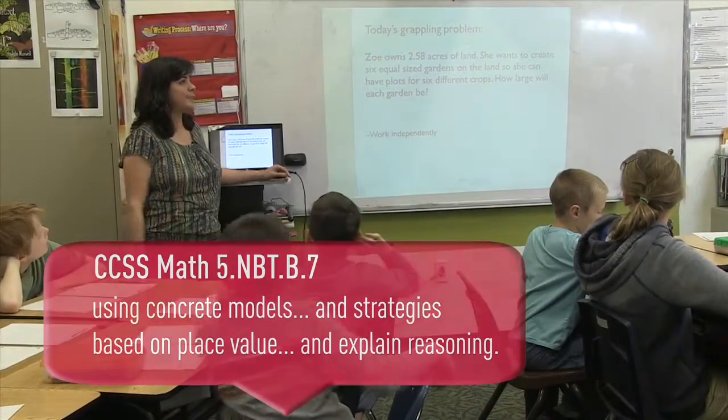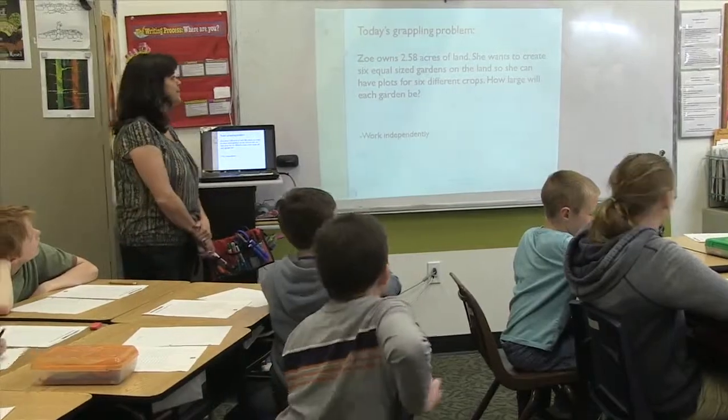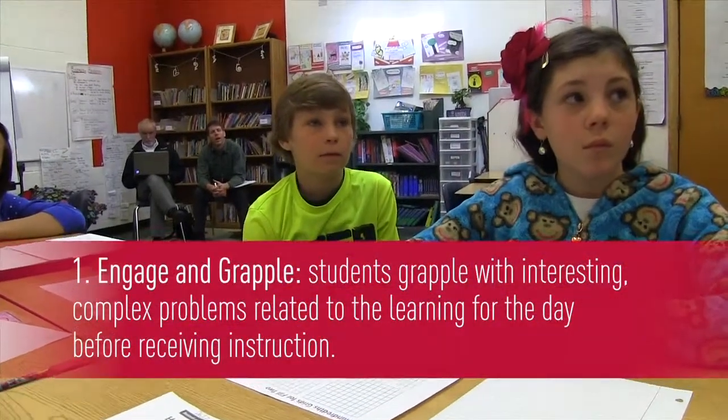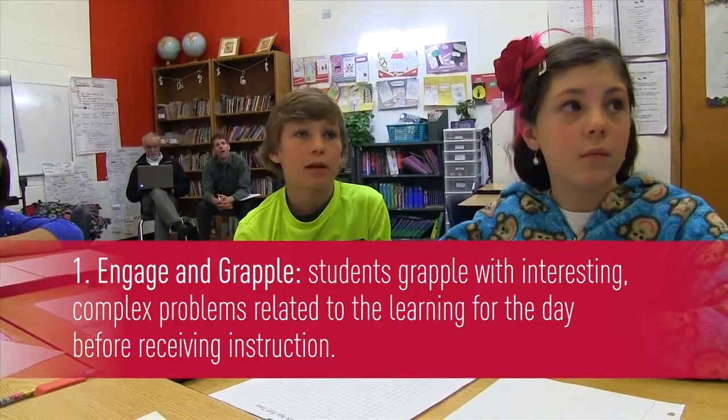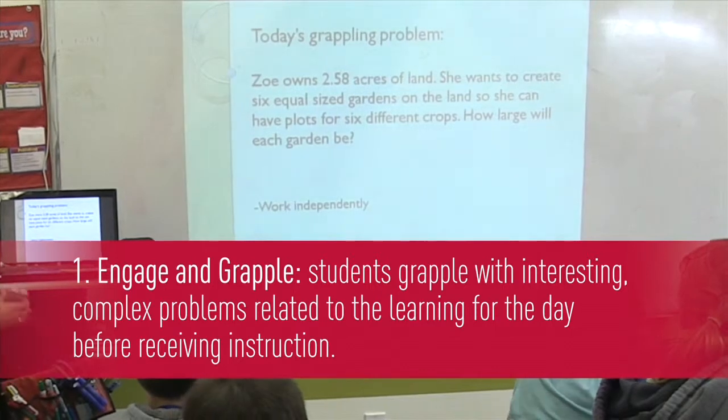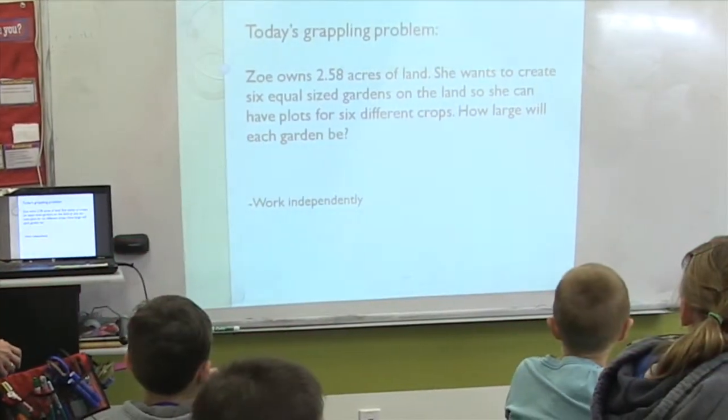Today's grappling problem. Would you like to read for us, Grayson? Zoe owns 2 and 58 hundredths acres of land. She wants to create 6 equal-sized gardens. So in today's class, I began with a grapple. So she can have plots for 6 different crops. How large will each garden be?